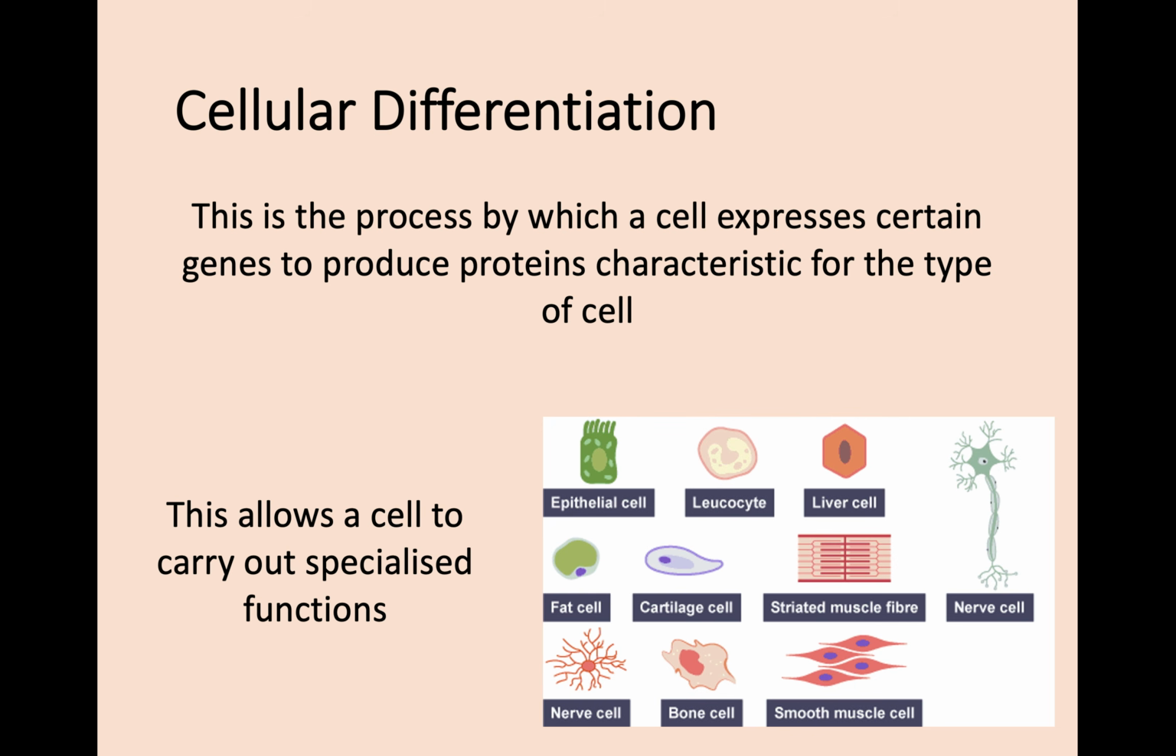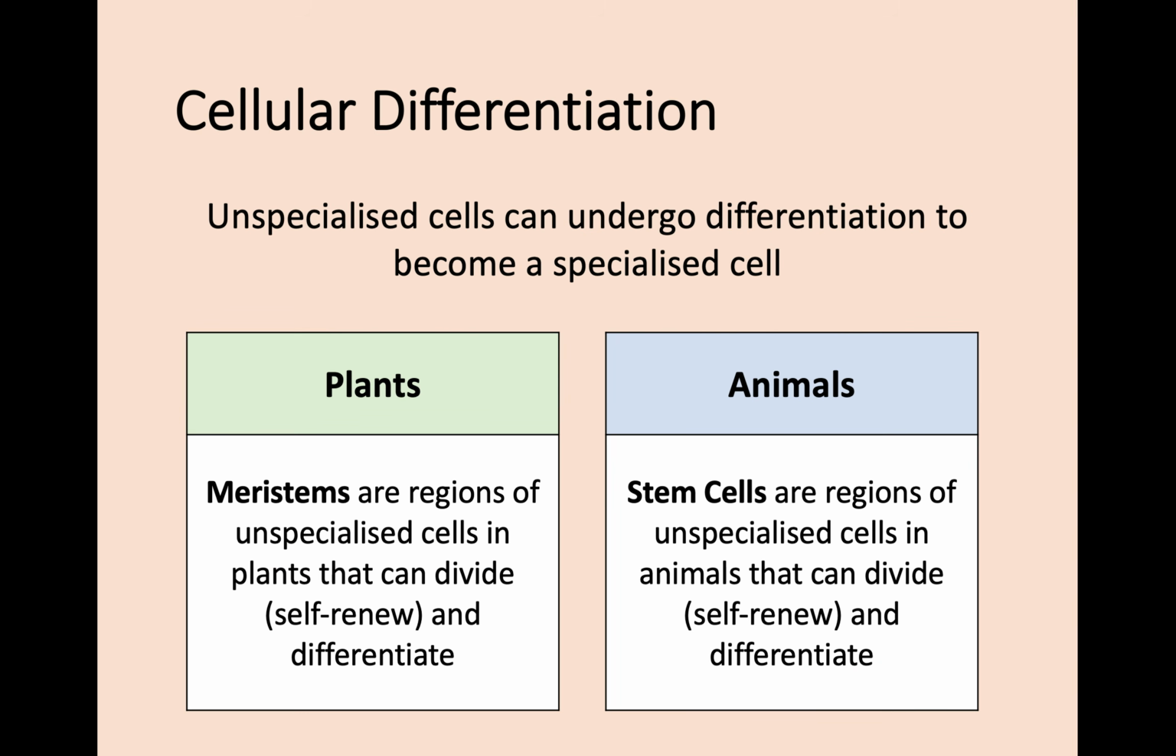So for example, if we look at the diagram here, there's a bunch of different cells. They have all been differentiated into a certain specialised function. So you've got liver cells, cartilage cells, bone cells, nerve cells, all different, all specialised because they have been differentiated to do that certain job. There are, however, unspecialised cells, and they can undergo differentiation to become a specialised cell, another type of cell with a specialised function. That's irreversible, so if you're differentiated to become a specialised cell, then you can't go back to being unspecialised.